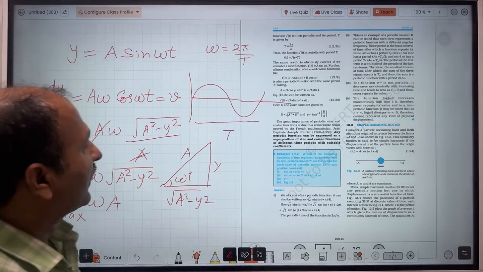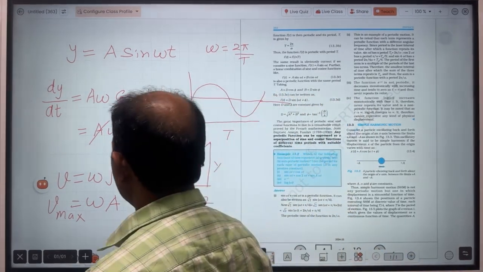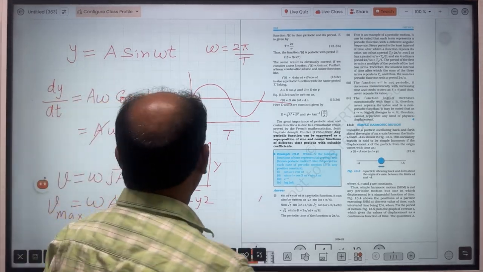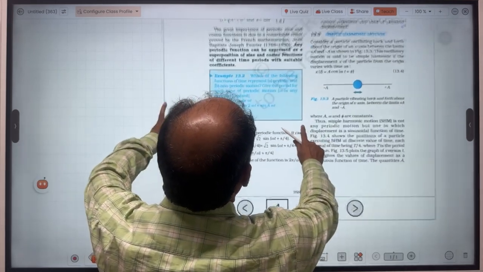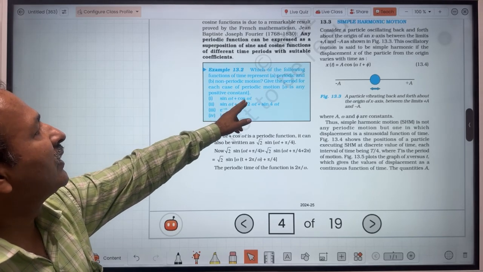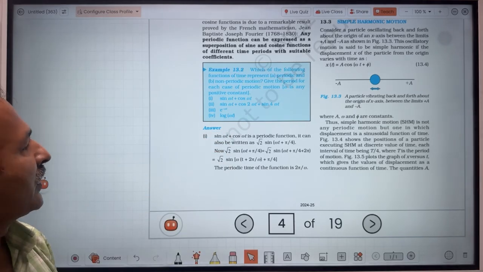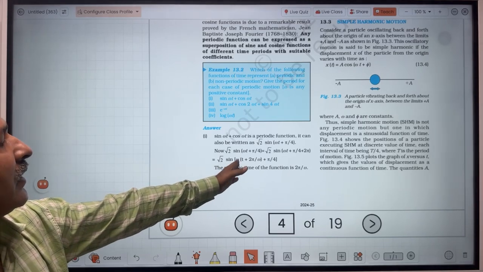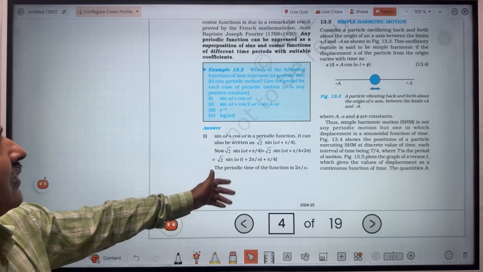Keep in mind, if you want to find out whether a given equation represents periodic motion, in that case there must be a sine or cosine relationship. Like here in this example, if you observe carefully, there are certain cases. First case, you have to check whether this represents periodic motion: sine omega t plus cos omega t. This equation can be reduced in terms of sine omega t. The final relation comes out to be root 2 sine of omega t plus pi by 4. So hence this will be a periodic function, right?